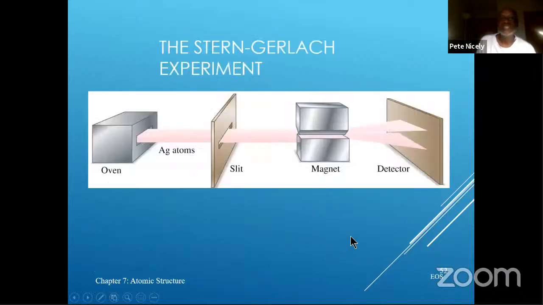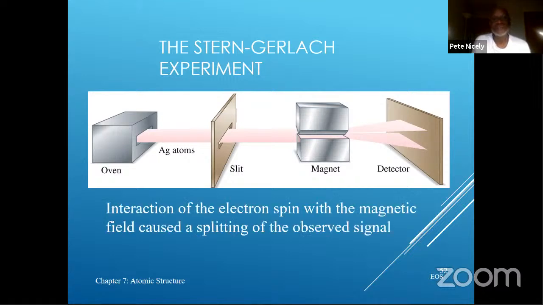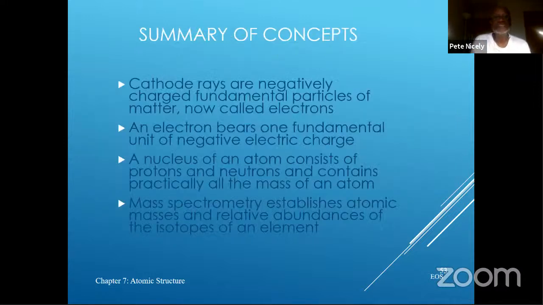Okay, and this is just an experiment. I won't go into this, but this is the experiment which basically led to the discovery of the magnetic fields generated by the electrons because of their quantized spins. You can read up on that if you want to. It's not really terribly important at this level. So that's basically it for chapter 7.